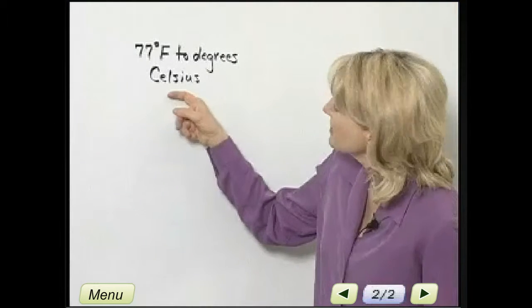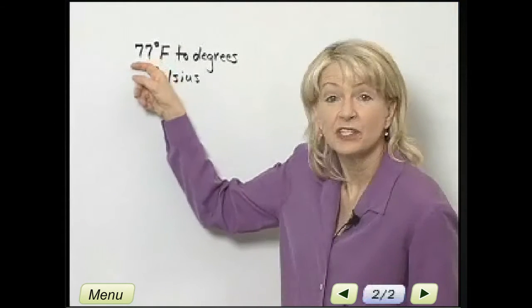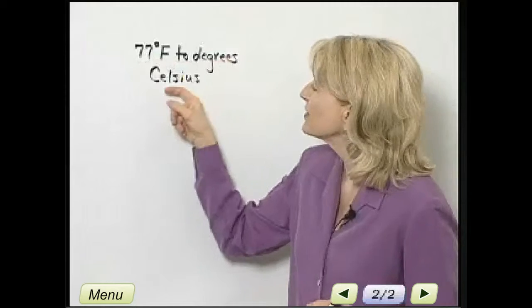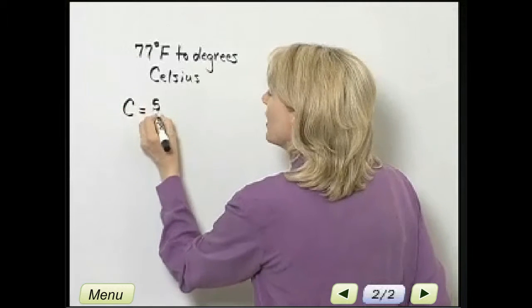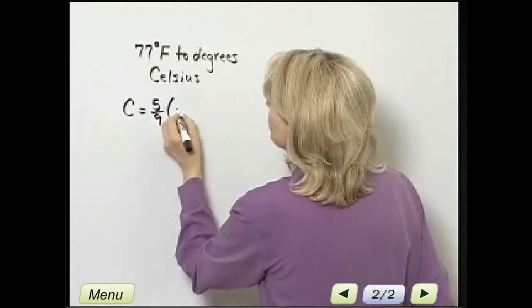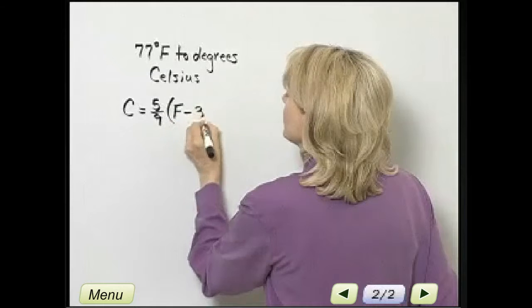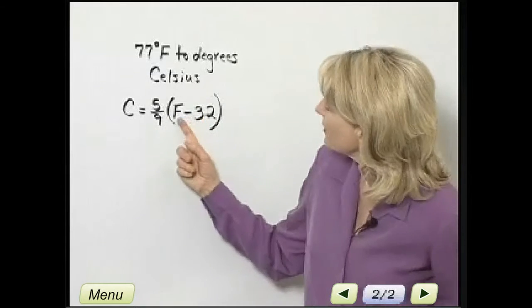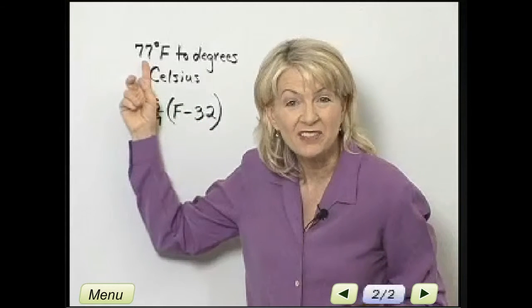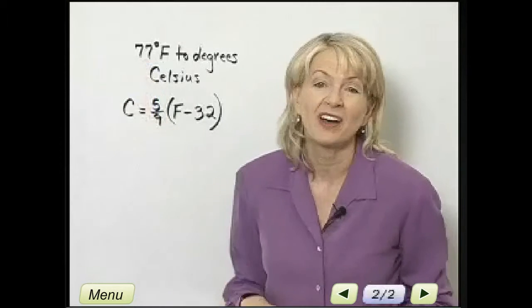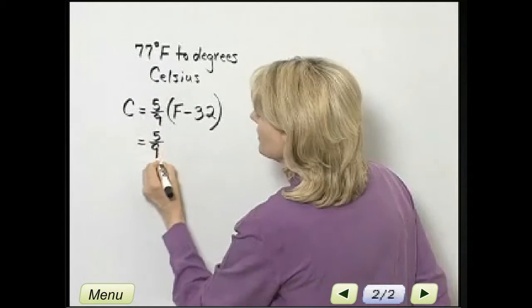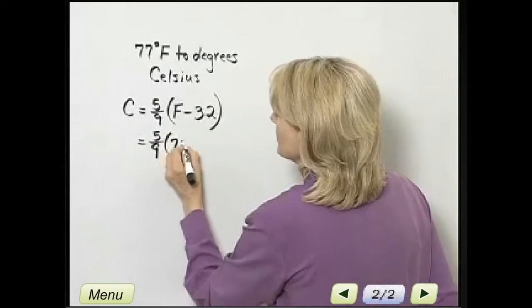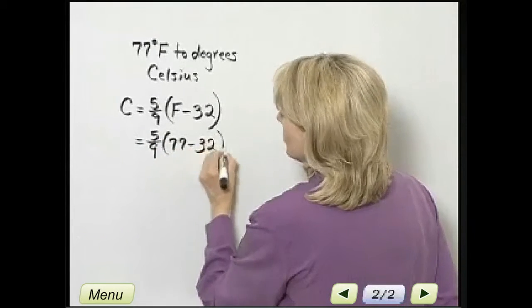Let's perform this then. We want to convert 77 degrees Fahrenheit to degrees Celsius. Since I want degrees Celsius, we use the formula Celsius equals 5/9, then in parentheses, Fahrenheit minus 32. Instead of F, we replace the degrees Fahrenheit, 77, and then we simplify this expression on the right. So this is 5/9, and then F is 77 minus 32.